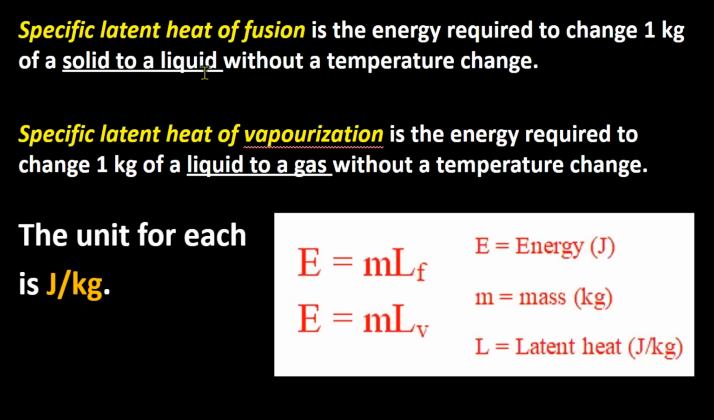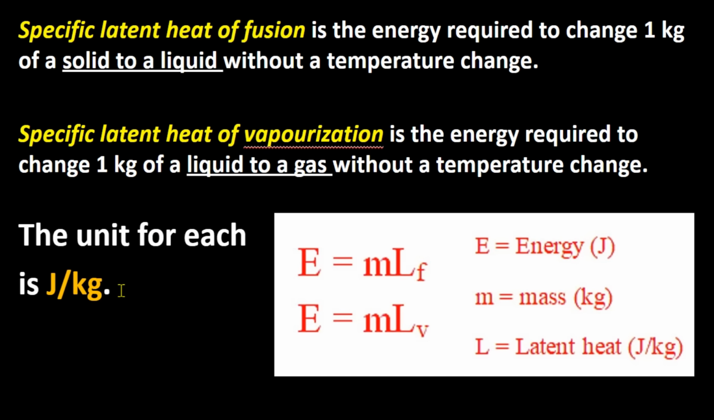Specific latent heat of fusion is the energy required to change 1 kilogram of a solid to a liquid without a temperature change. Specific latent heat of vaporization, on the other hand, is the energy required to change 1 kilogram of a liquid to a gas without a temperature change. So fusion is solid to a liquid, vaporization is liquid to a gas, or vice versa. The unit for each is joules per kilogram.